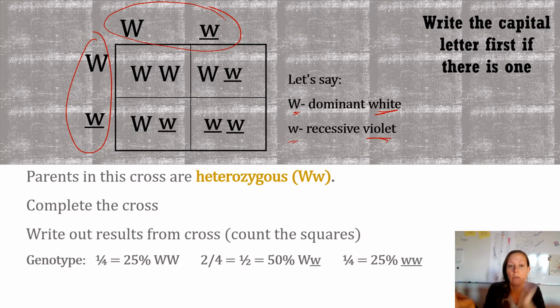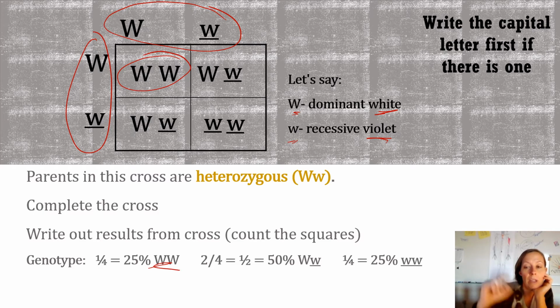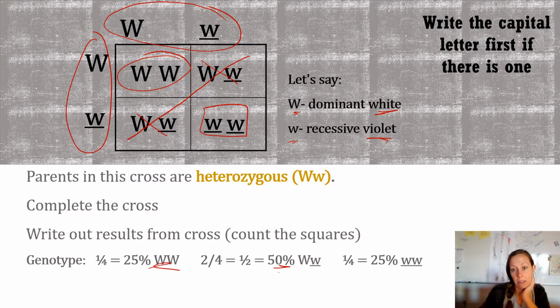Okay, so if I do genotypes, this one is the only one that's big W, big W. Think of it as quarters of a dollar, that's 25 cents. This one and this one are big W, little w, so that's 1/2 of them, that's 50%. And then this guy is little w, little w, he's my last one, he's 25% again. If you're counting the boxes, that's where you get your fractions. So 1 out of 4 boxes is WW, 2 out of 4 boxes is the heterozygous, one of each, and 1 out of 4 boxes is the two little w's.